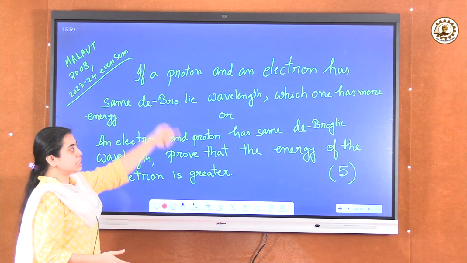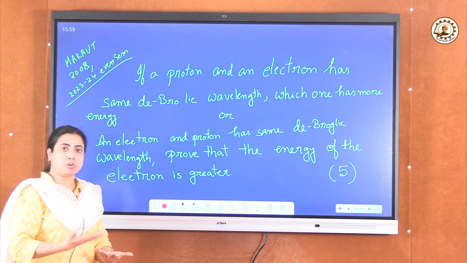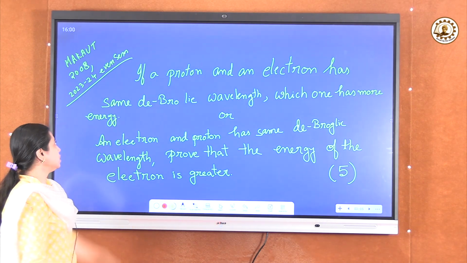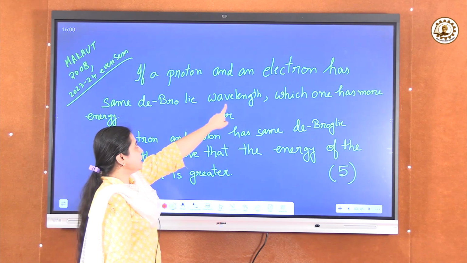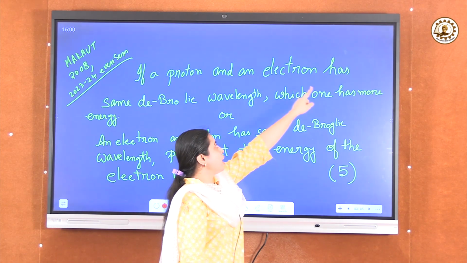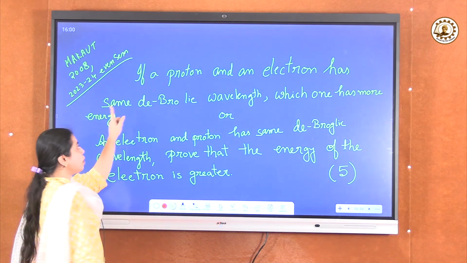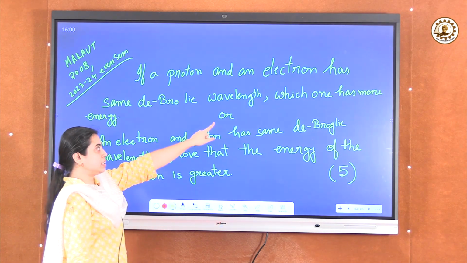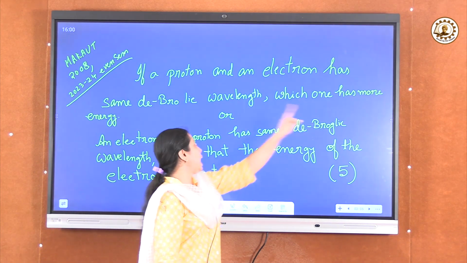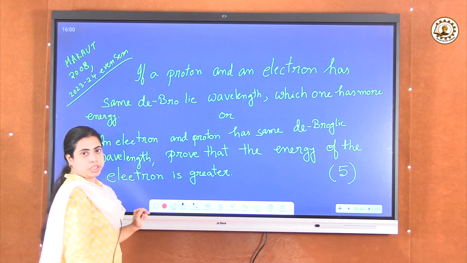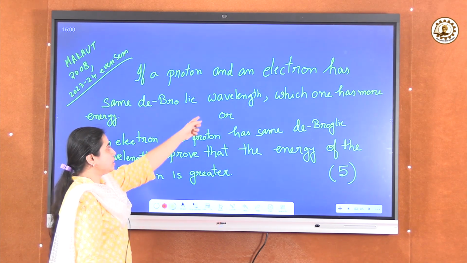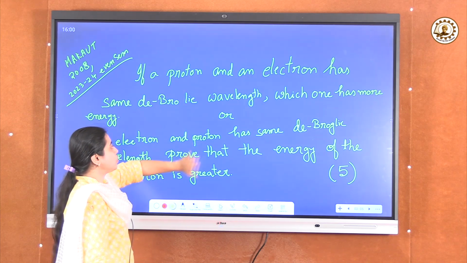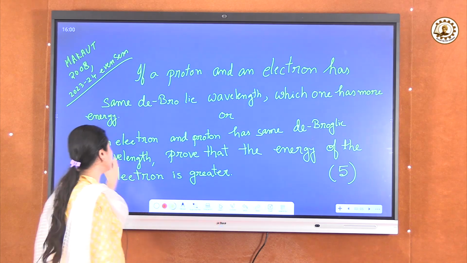I have written two sets, both have the same question, but the language is different. So the question is what? If a proton and an electron have the same de Broglie wavelength, which one has more energy? This is one question. The other question is the same question written by changing the language, you see.